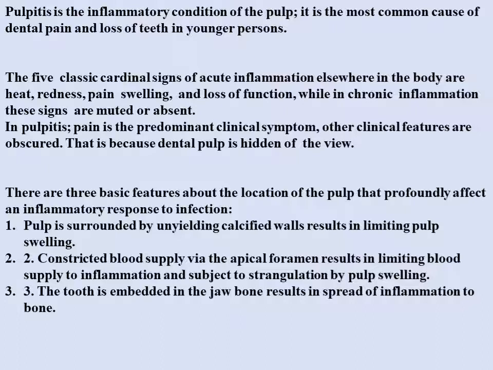This is because the dental pulp is hidden from view. فعندنا 3 basic features about the location of the pulp that affect the inflammatory response to infection. أولاً, the pulp is surrounded by a calcified wall. هذا results in limiting the pulp swelling. لذلك ما راح نشوف السويلنج اللي نشوفه in acute inflammation in other parts of the body.